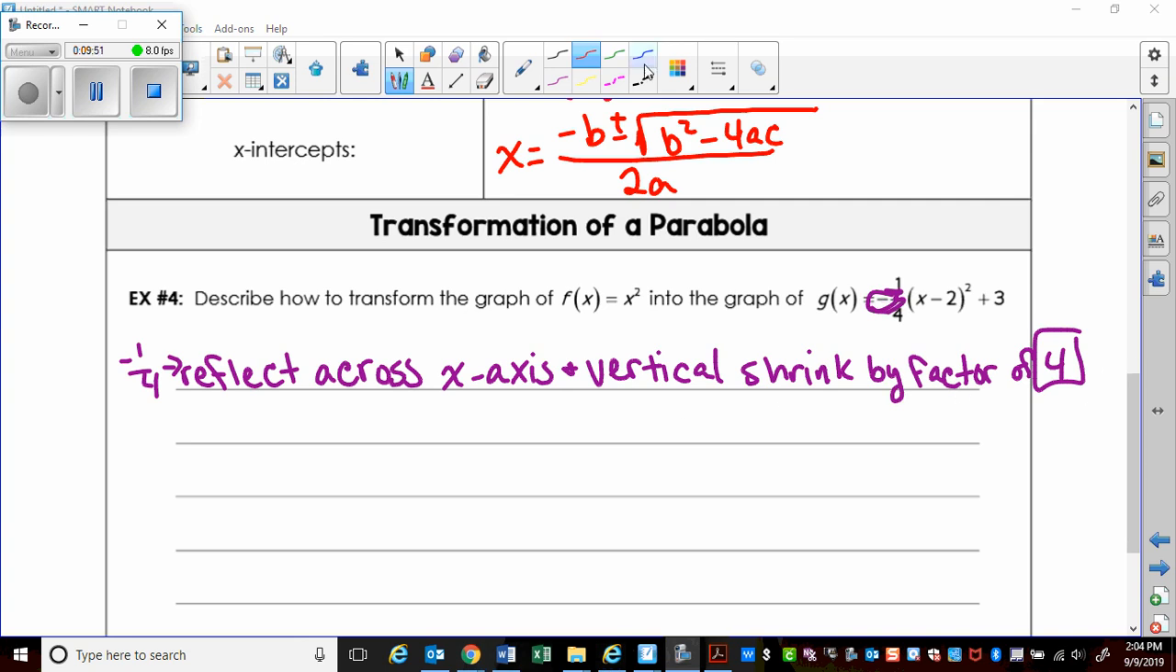Alrighty. This negative x minus 2 means instead of going to the left 2, we're actually going to shift it to the right 2. So I'm going to say this is called a translation. And we're going to say to the right 2. And this translation also, we're going to move it up 3. Up 3. That's it.